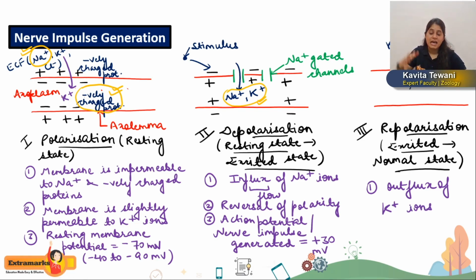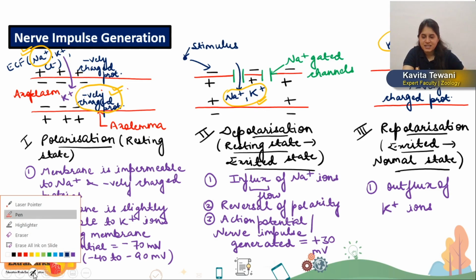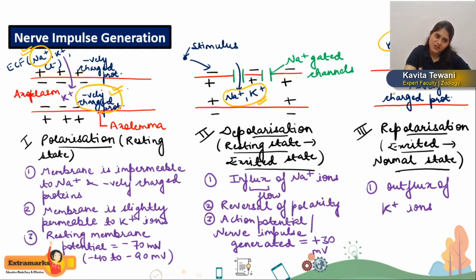So now what will happen, ma'am? Again, we have to bring the same situation, the resting state, back. So for that, outside there should be positive charge and inside there should be negative charge. Absolutely correct. Because K plus ions have gone out, outside they will dominate, K plus ions will be in higher concentration, so positive charge is developed outside. But inside, if you have forgotten, let me tell you, we had negatively charged proteins. Now here they will dominate, and there will be negative charge inside.